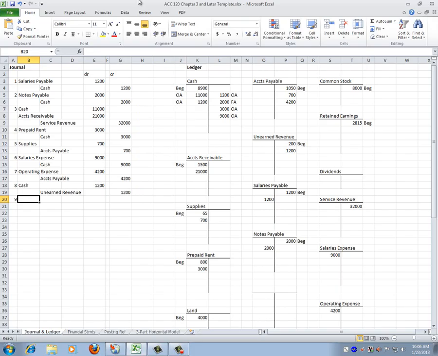Number 9, we collect $19,000 of accounts receivable during the year. So we increase the cash asset. We decrease the accounts receivable asset. And of course, increasing an asset like cash needs a left side or debit entry. And then to decrease the accounts receivable asset requires the opposite, a right side called credit entry.